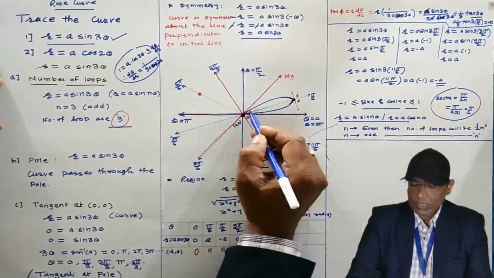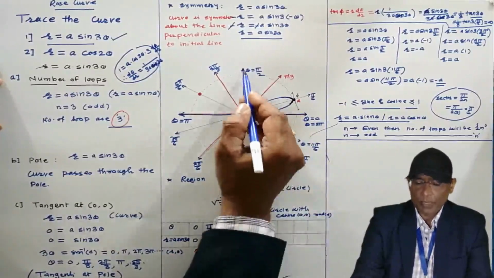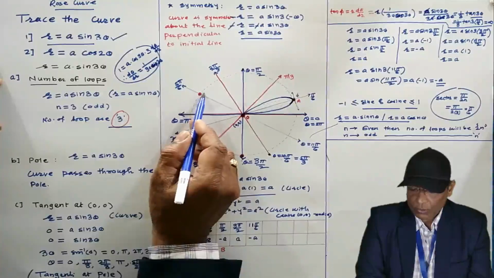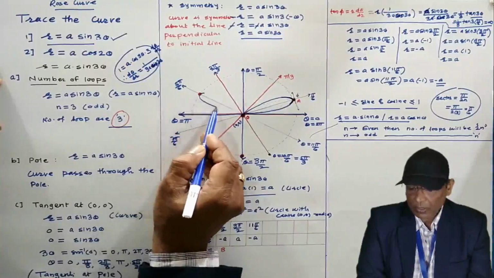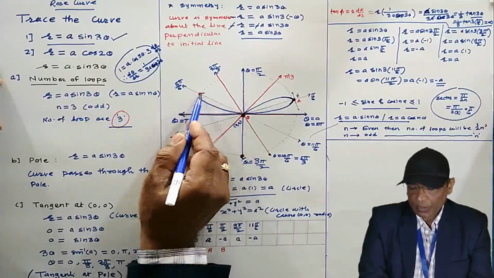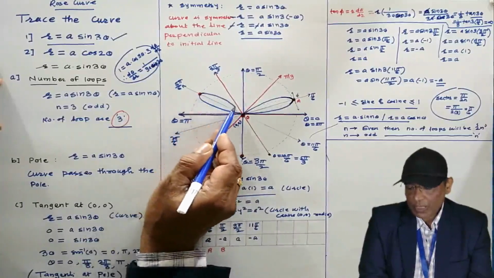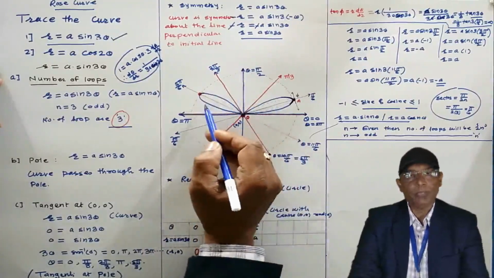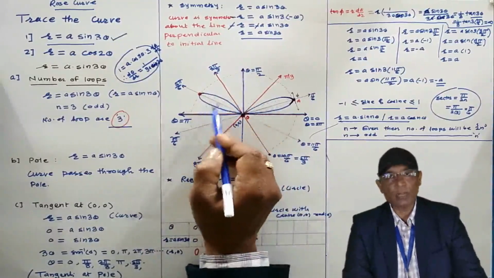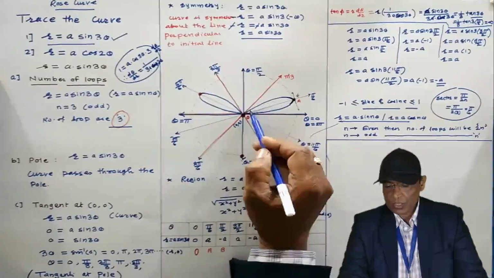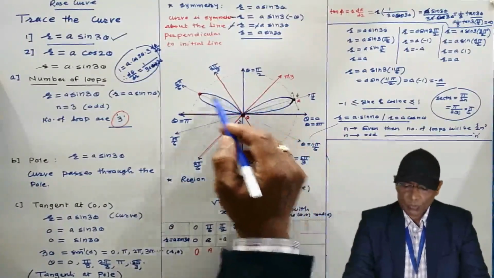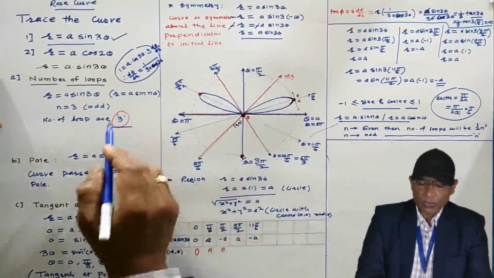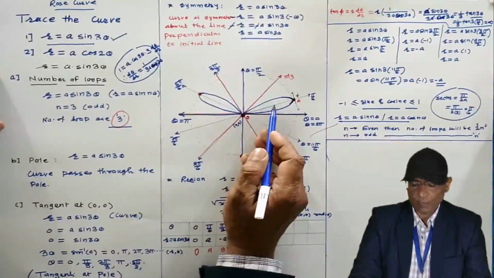Since the curve is symmetric about the vertical line, the exact same loop we have to draw here also, due to symmetry only. The part which is present on the right hand side of this vertical line, the same loop will be here because of the symmetry. This you can draw directly. This loop I have traced, but this loop you can draw directly because of symmetry only. Now, there are 3 loops, of which 2 loops we have drawn.